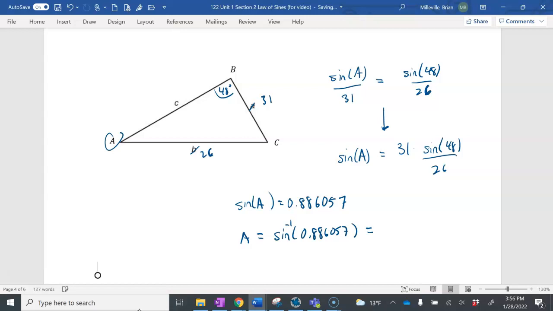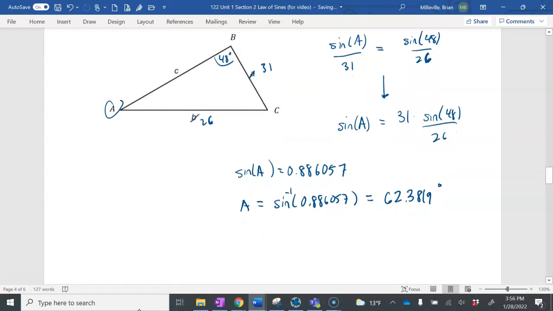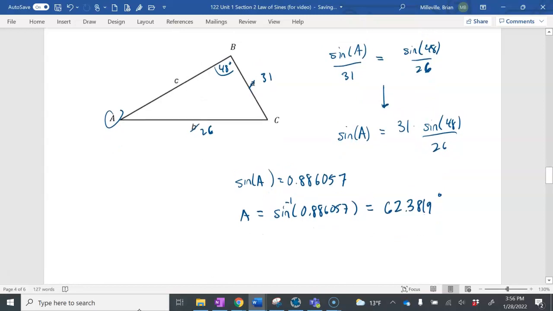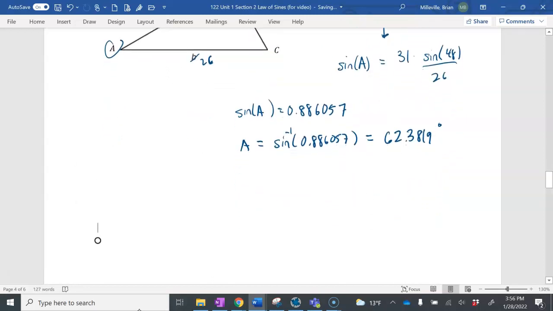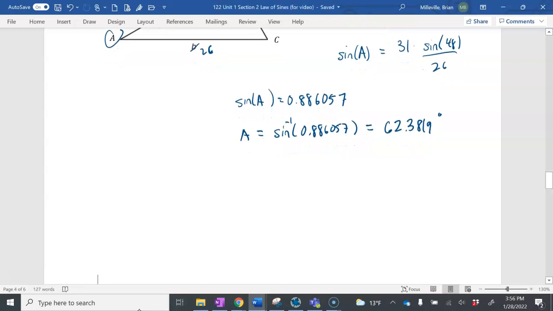And if you do that on a calculator, you're going to see that that's coming out with 62.3819 degrees. All right, now that's one of the answers. That's one of the possibilities. All right, why do we get more than one solution here for this angle, capital A?